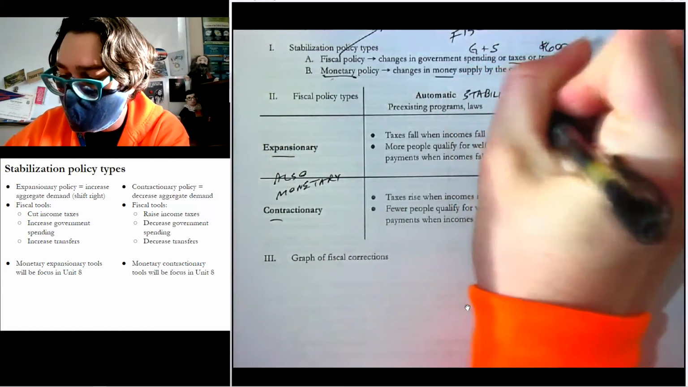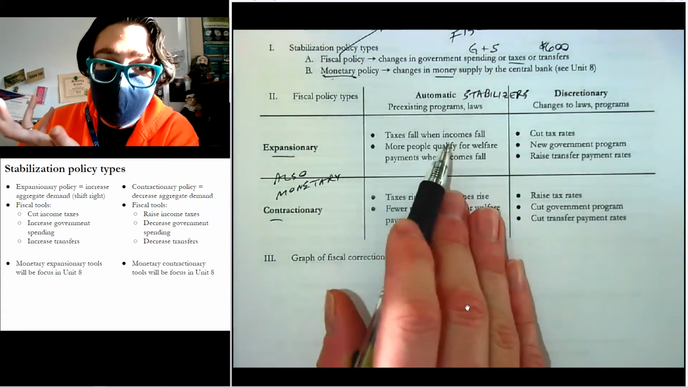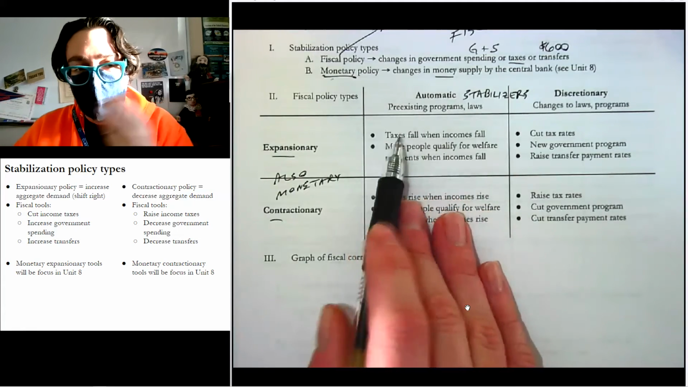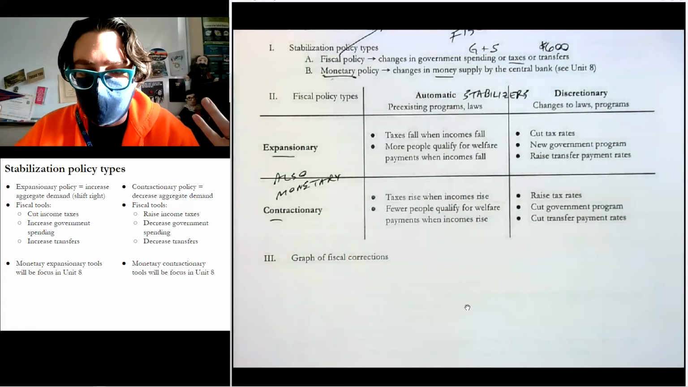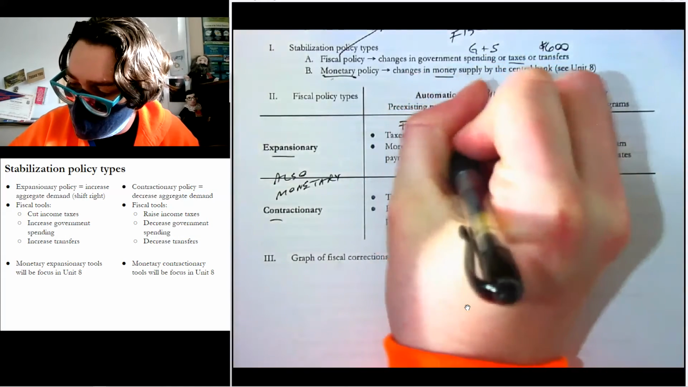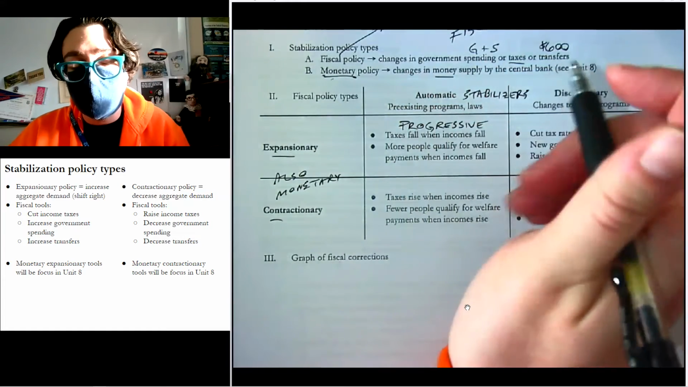It just means automatic policies. And these are ones where if your income goes down because you lost your job, well, the proportion that you pay in income in taxes goes down. So that's our progressive income tax system. So our progressive tax system does that, right? If your income falls, you pay a smaller proportion of your income in taxes.